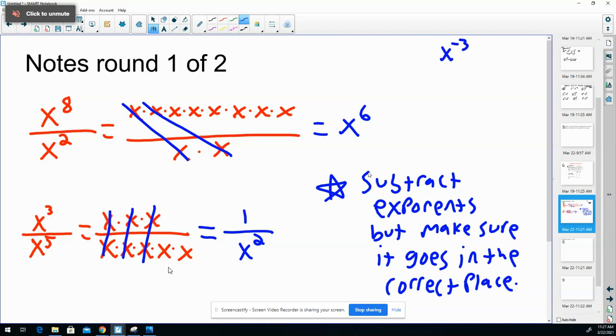Okay, and if we had x to the negative 3 over x to the 2nd, we're going to do this later. We're going to look at negative exponents later. Okay, again, 5 minus 3 is 2, but 2 is on the bottom. 8 minus 2 is 6. 6 is on top. And remember that x to the 6th is the same as x to the 6th over 1.